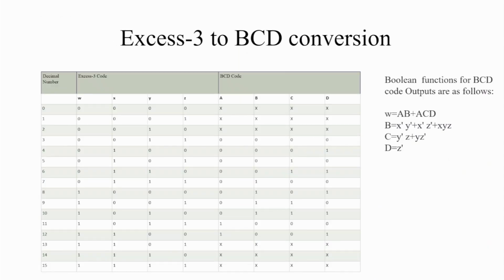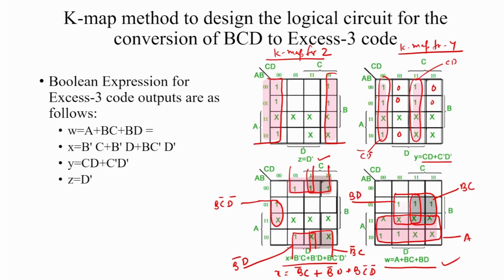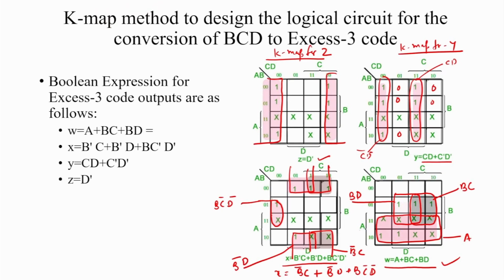Then we design a logic circuit diagram of XS3 BCD to XS3 code converter. For designing the logic circuit diagram, we simply write W is equal to A plus BC plus BD, and then X is written as B complement C plus B complement D plus B C complement D complement.